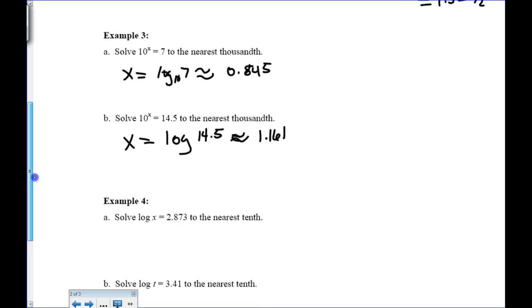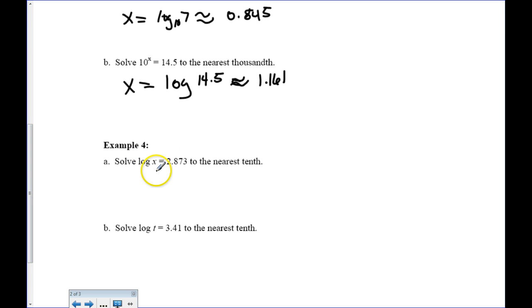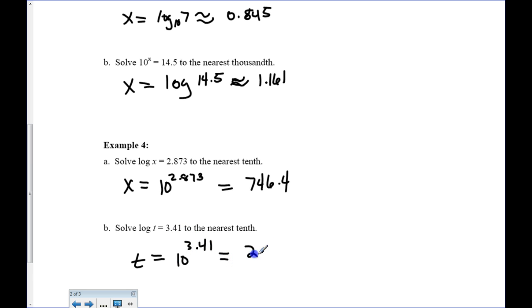All right, now these ones they've already found the answer to, but we need to find the exponent form of it. So this is like saying x equals 10 to the 2.873. 746.4. And this one is like saying t equals 10 to the 3.41. 0.4. Good.